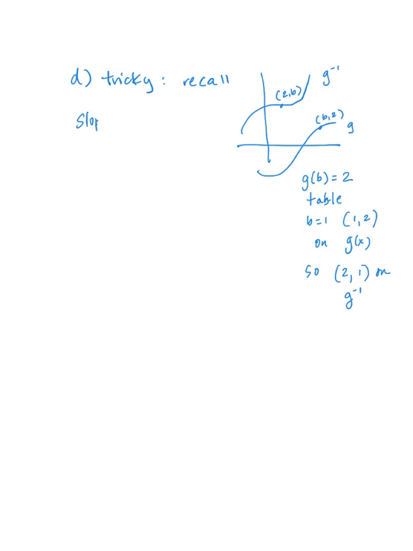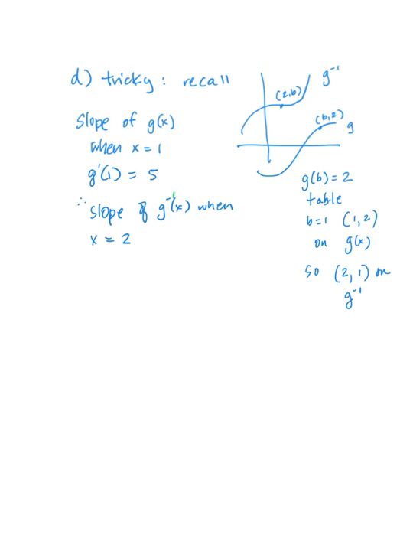And we're asked for the tangent line. So the slope, we know from the table, the slope of g of x when x equals 1 is equal to positive 5. That's from the table. And then the slope of the inverse, oops, forgot the little one, when x equals 2 is going to be that reciprocal.